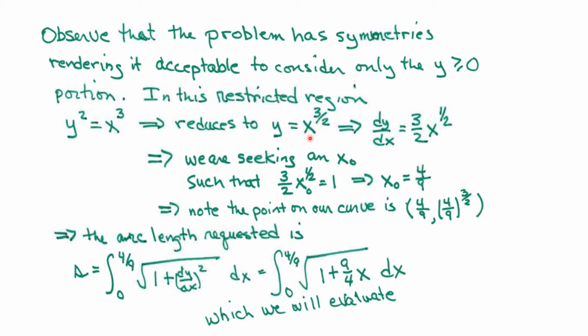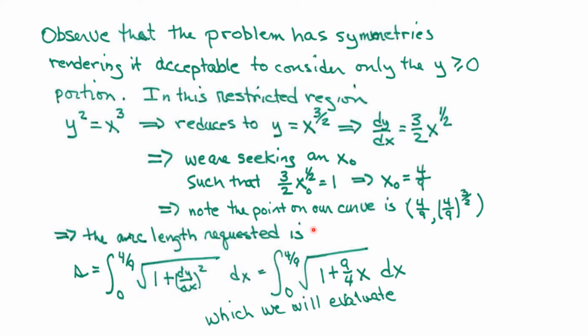So it's going to be 3/2 x to the, we subtract 1 from the exponent. So dy/dx is found to be 3/2 x to the 1/2. Now, we are seeking an x0 on the curve such that this tangent is equal to 1. So we want to find x0 such that 3/2 x0 to the 1/2 is equal to 1. You can solve that by first dividing by 3/2 and then squaring both sides. So you get x0 has to be 4/9.